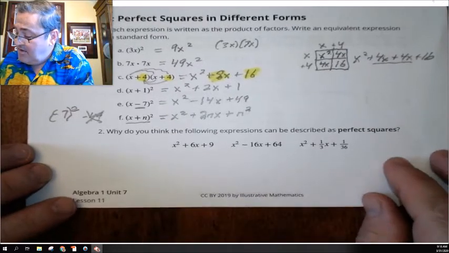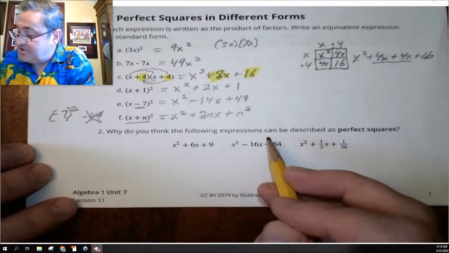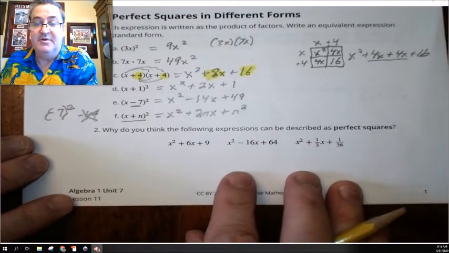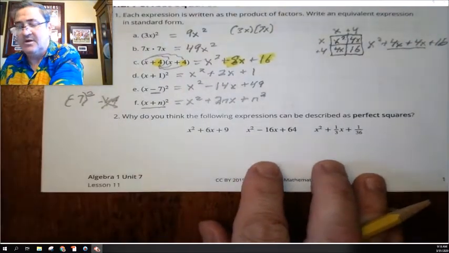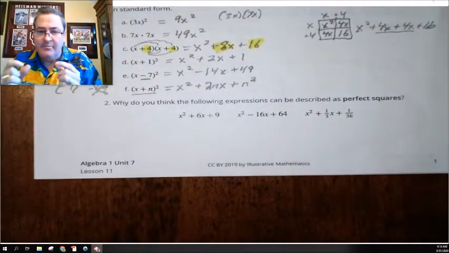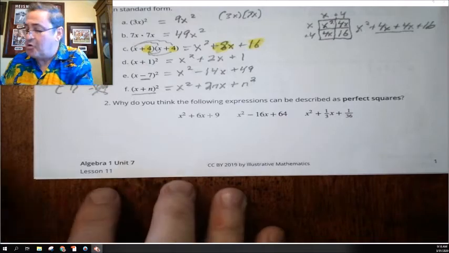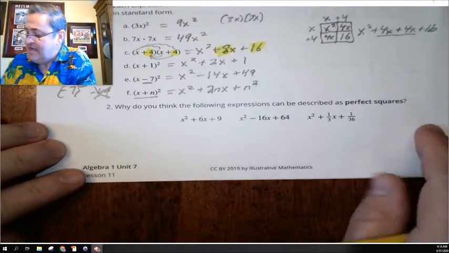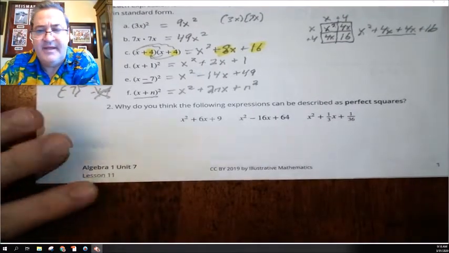All right, why do you think the following expressions can be described as perfect squares? Well, because they look lovely. They're absolutely, the numbers are crisp. No, that's not why they're perfect squares, all right? And they don't even look square if we're going by that definition.